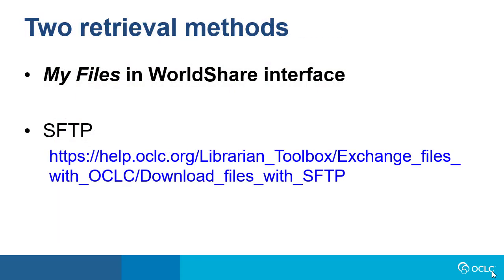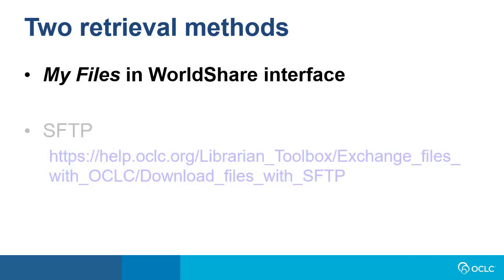There are two ways to download files of records for your library. One way is via My Files within the WorldShare interface. The second way is via SFTP, or Secure File Transfer Protocol. If you choose to use SFTP, contact OCLC support in your region to request a username and password. This video will focus on downloading your files of records from My Files.